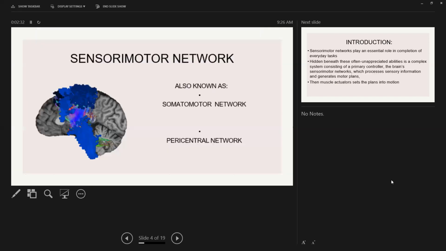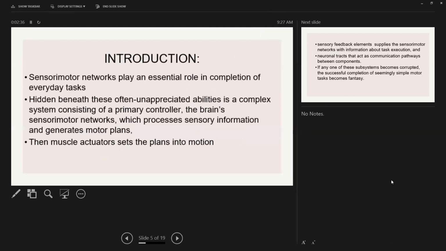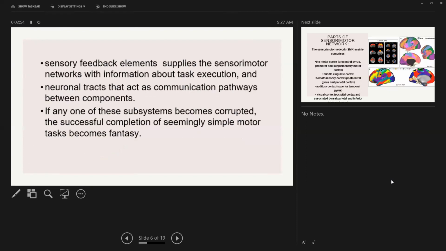Sensorimotor network is also known as somatomotor network or the pericentral network. Sensorimotor networks play an essential role in completion of everyday tasks. Hidden beneath this often unappreciated ability is a complex system consisting of a primary controller, the brain's sensorimotor networks, which processes sensory information, generates motor plans. Then muscle activator sets the plans into motion.